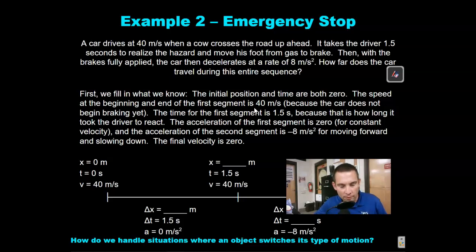First, we're going to fill in everything that we know. We know that the initial position and time are both 0. The speed at the beginning and end of the first segment is 40 meters per second because the car does not begin braking yet. The time for the first segment is 1.5 seconds because that's how long it took the driver to react. This is your reaction time, or sometimes it's known as thinking time. It's the time it takes to say, uh-oh, gotta stop, and then the neurons firing in your brain telling your body to move those muscles from the gas to the brake.